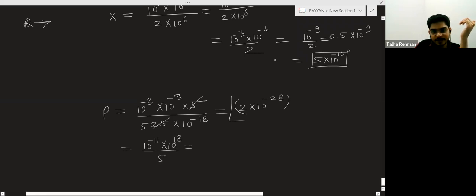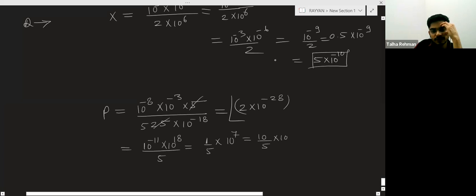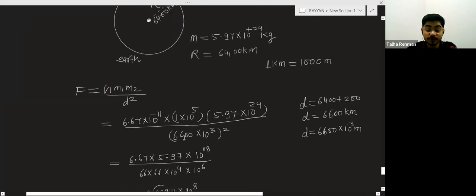So basically I can write 1 by 5 into this is 10 to the power 18 and this is 10 to the power 11. So what will be the answer? 10 to the power 7. So basically you will get here 10 by 5 into 10 to the power 6. So you will get 2 into 10 to the power 6. See, this is the answer. And you are saying that 2 into 10 to the power minus 28. This power calculation you should know, otherwise these types of questions are not possible to solve. Power calculation is important.